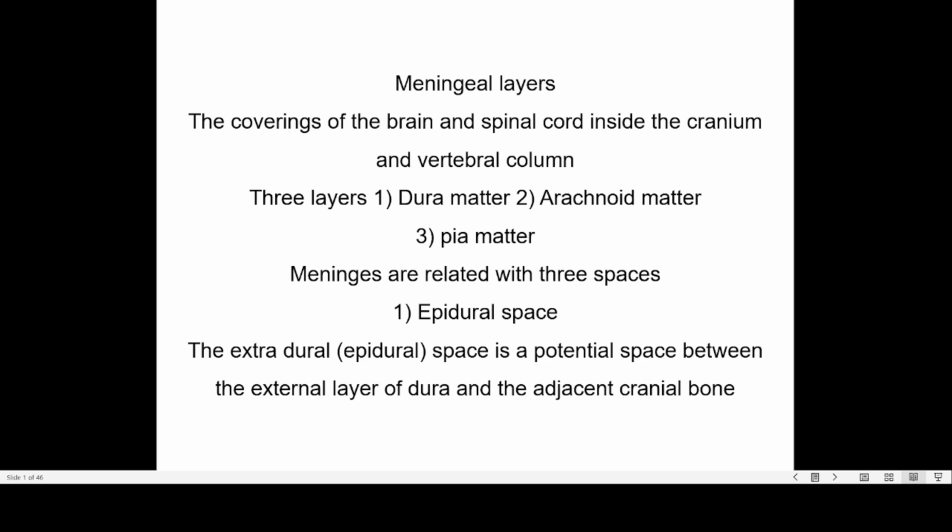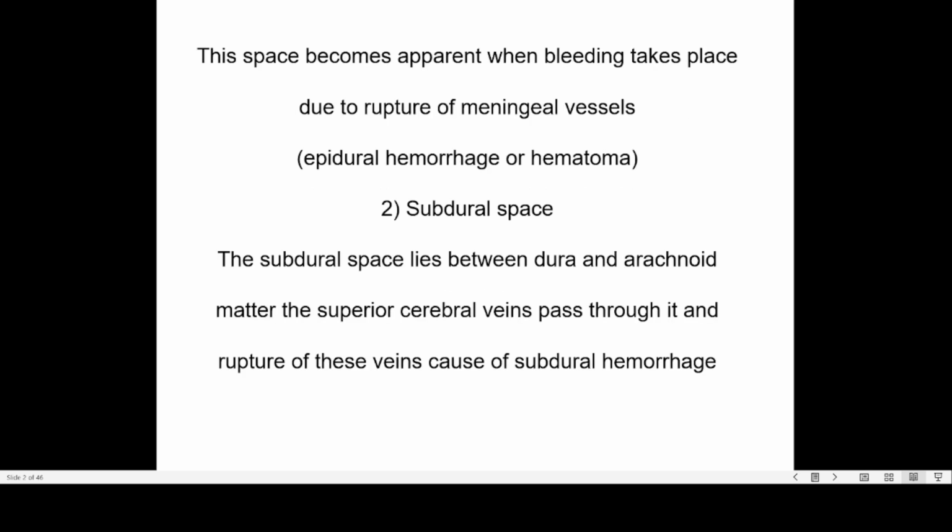That means the space is a potential space that lies between the external layer of the dura mater and the adjacent cranial bone. So this space becomes apparent when bleeding takes place due to the rupture of meningeal vessels. That is called epidural hemorrhage or hematoma.